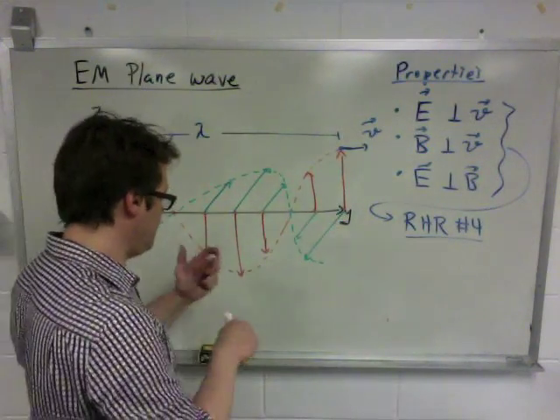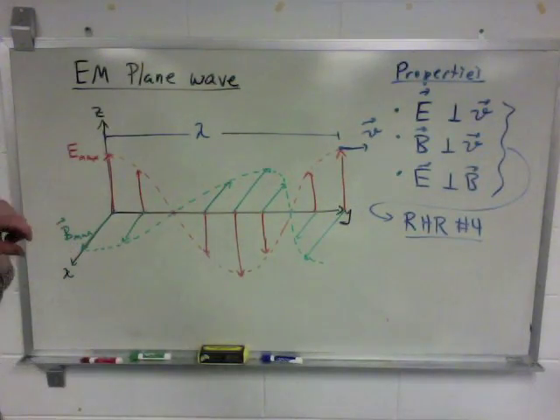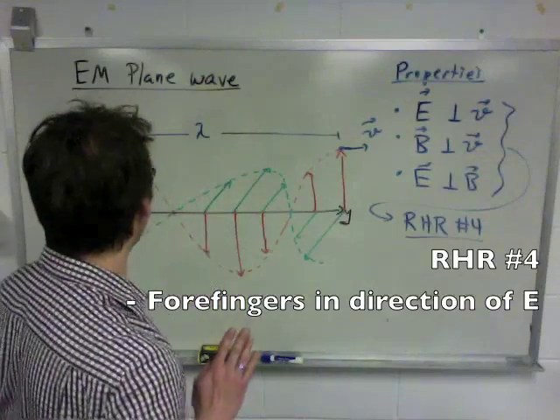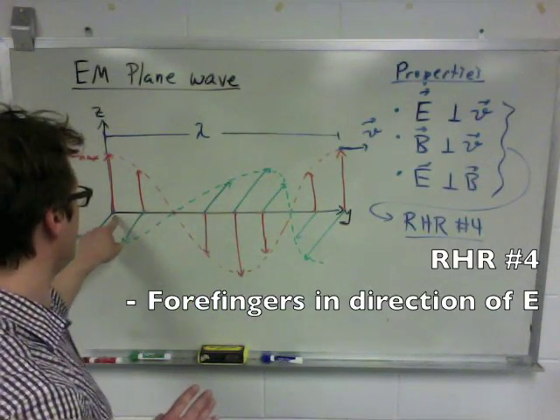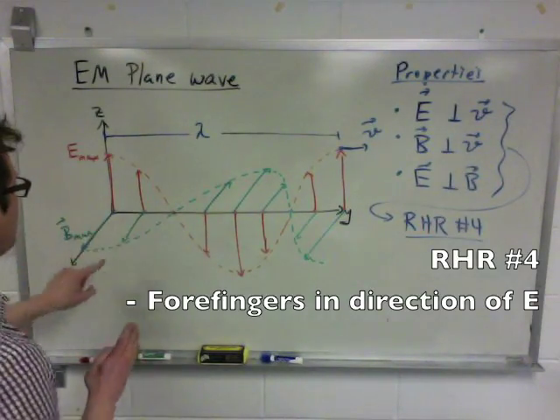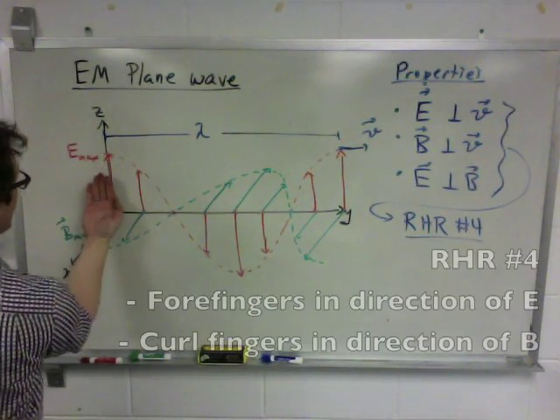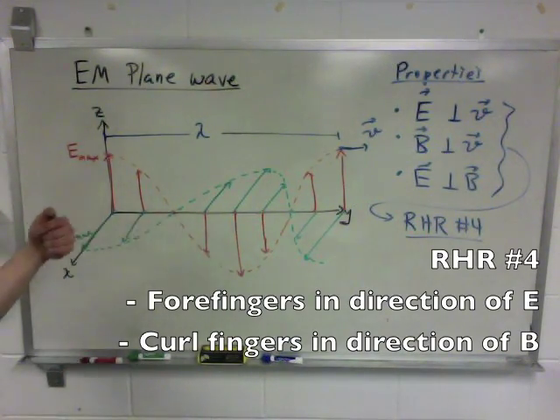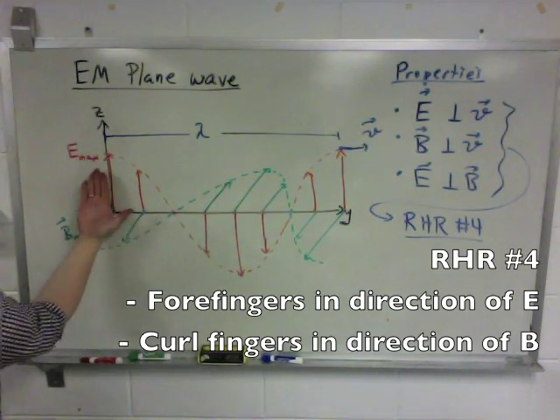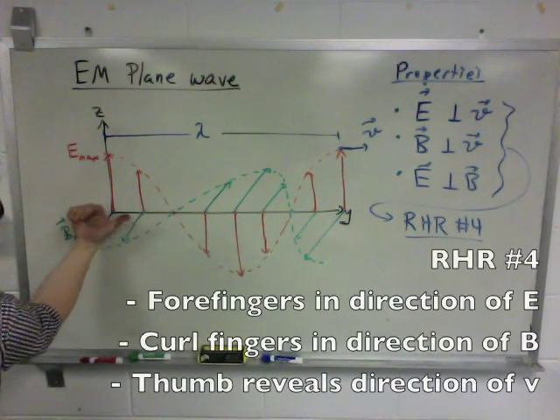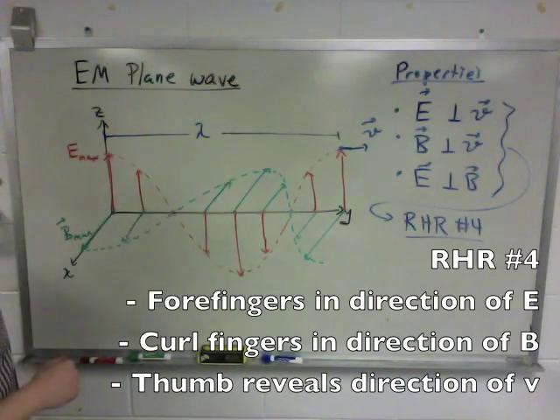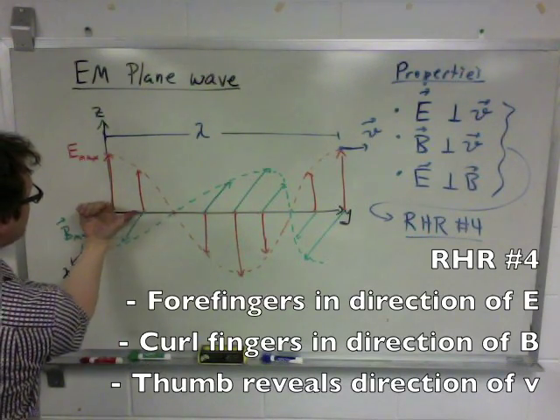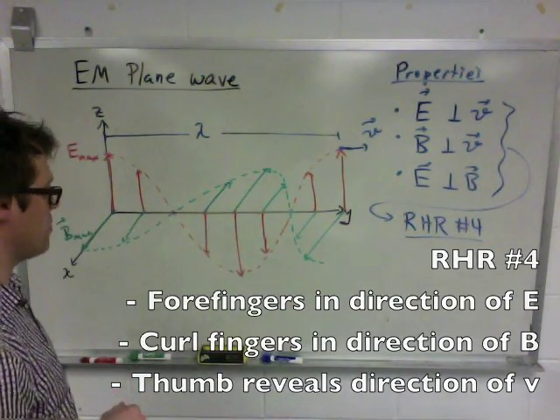And the way you sort of can see how this works, for right-hand rule number 4, you put your fingers in the direction of the electric field. Let's say I'm doing this at the origin. I'll put my fingers in the direction of the electric field, and I'll curl my fingers in the direction of B. And since the x-axis, you can imagine, is pointing out of the board towards you, curl my fingers from E into B, my thumb gives me the direction of propagation of this wave. So fingers in the direction of E, curl your fingers in the direction of B, and your thumb will give you the direction of propagation.